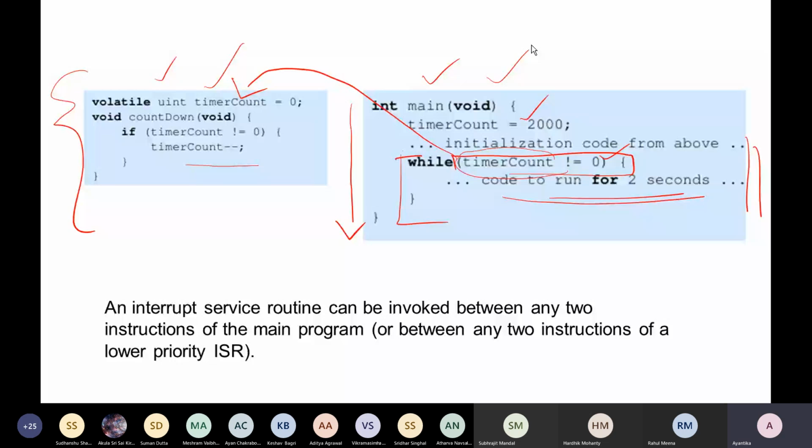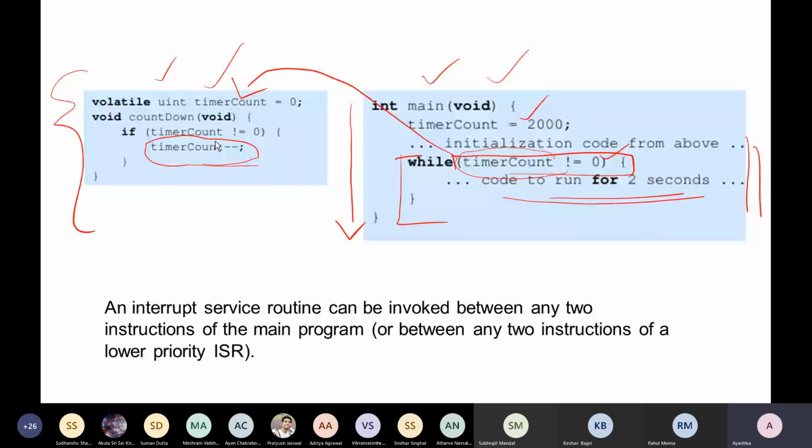That means this timer count variable, if we think in terms of a variable, is a shared resource. This memory location needs to be shared between these two, or maybe many more sub programs, sub functions, so that if required they can read or write that value.